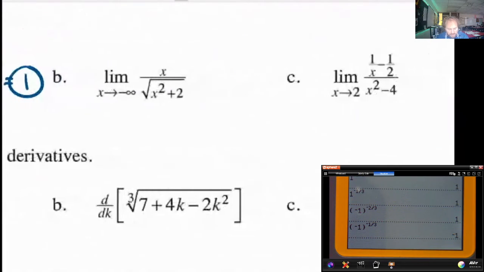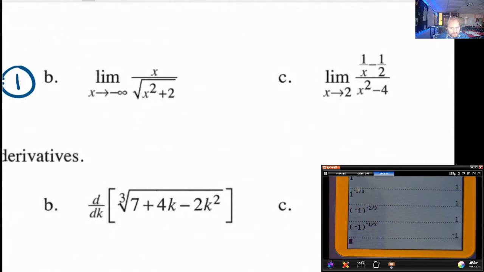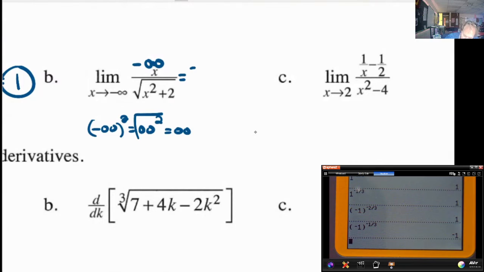Down here in question B, we have the same thing happening. The only difference in this case is that the top of the fraction will be negative infinity. But on the bottom, if you're being careful, when you take negative infinity and square it, it becomes positive infinity. And of course, if you take the square root of that, you get back to regular infinity. So this is actually going to be kind of a pretty solid one-to-one negative infinity over infinity, which is going to equal -1 when all is said and done.